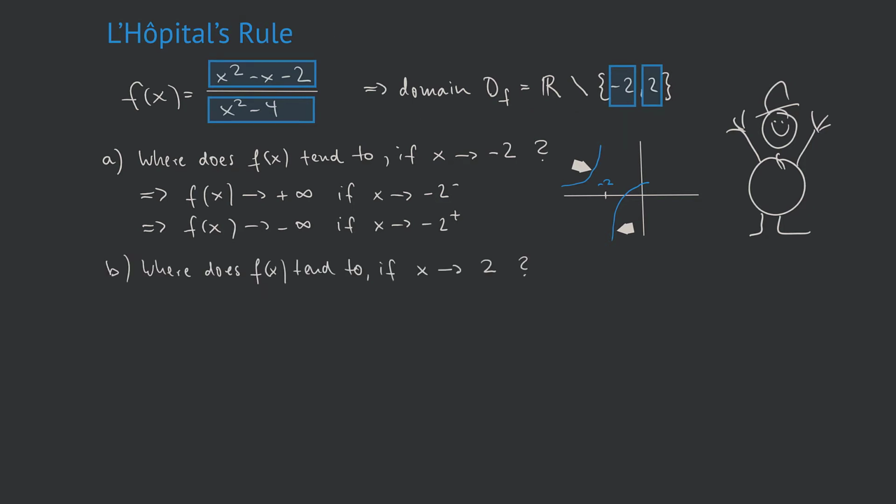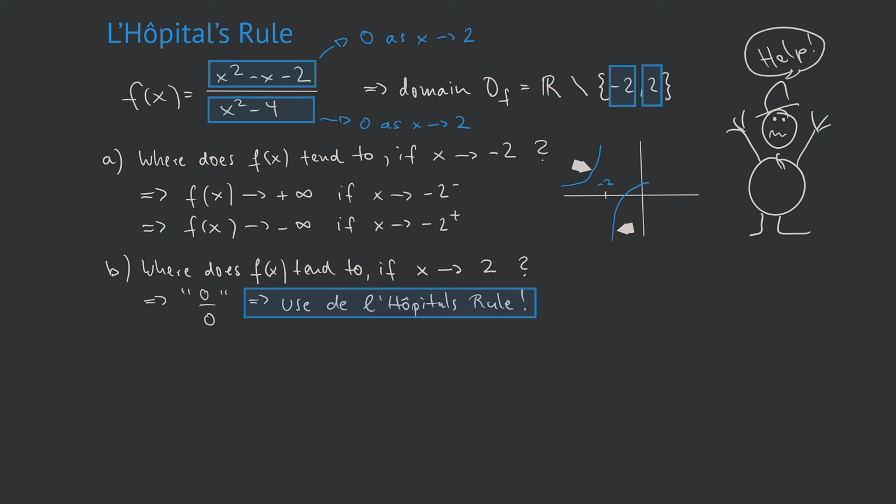Because the problem is that if we plug in the number 2 into the numerator, we get 4 minus 2 minus 2, which is 0. That means that the numerator tends to 0 as x tends to 2. And, as we already know, the denominator also tends to 0 as x tends to 2. So we ran into the situation 0 over 0. However, L'Hôpital's rule helps us. We apply it by taking the derivatives of the numerator and the denominator separately. The derivative of the numerator is 2x minus 1. The derivative of the denominator is 2x.